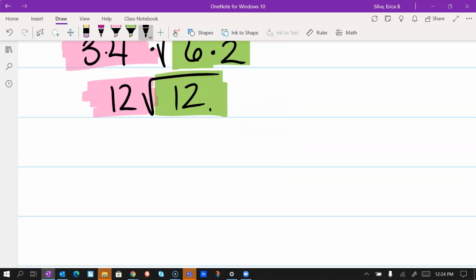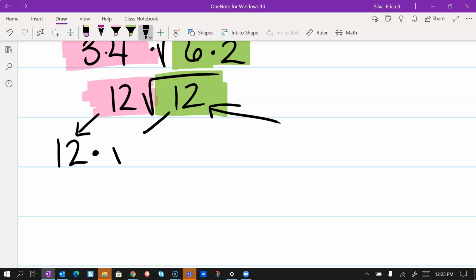Now, if we look at this number inside the radical, that number is divisible by a perfect square. What perfect square is 12 divisible by? So we can only look at 2, right? Is it divisible by 9? Is it divisible by 4? It's divisible by 4. So we're going to bring this 12 down.